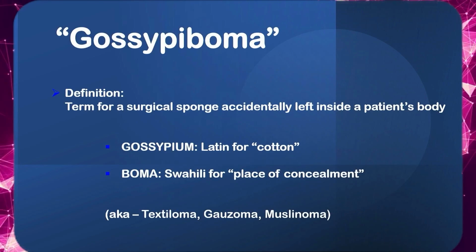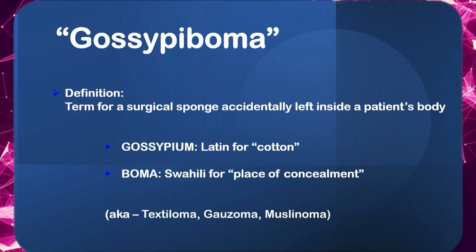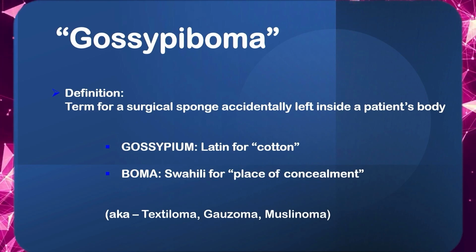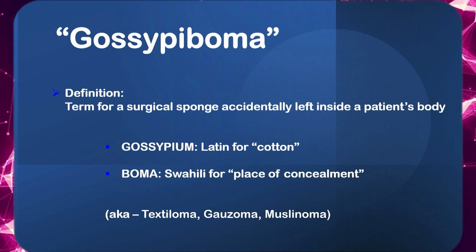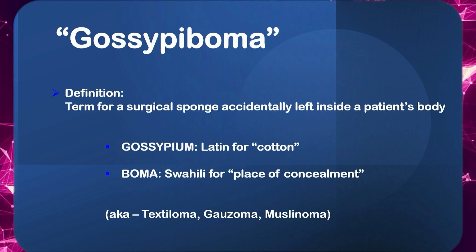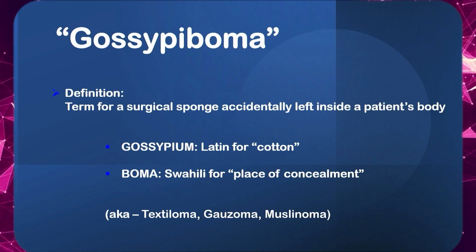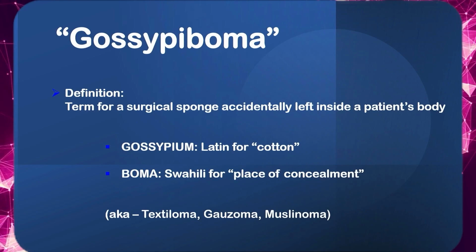Gossypiboma is a term given to a surgical sponge which is accidentally left inside a patient's body. It's a combination of two words, the Latin gossypium, which is for cotton, and boma, which is a Swahili word for place of concealment, where you hide the cotton gauze. It is also known as textiloma, gauzoma, muslinoma. So these are all the other names.